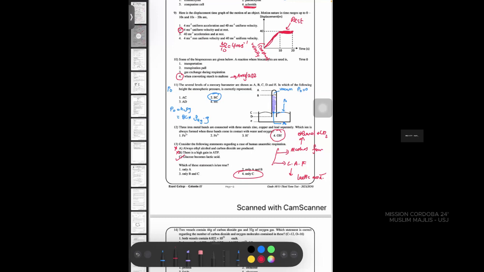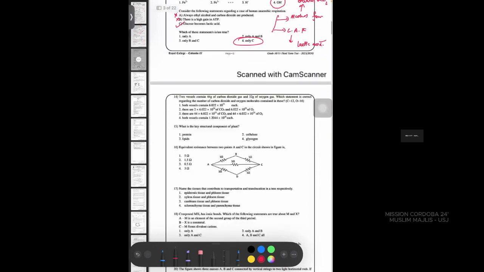Fourth answer. 14th one: two vessels containing 44 grams of carbon dioxide and 32 grams of oxygen. Which statement is correct regarding the number of carbon dioxide and oxygen molecules? What is the molar mass of carbon dioxide? 44 grams per mole. Very good. Oxygen? 32 grams per mole.